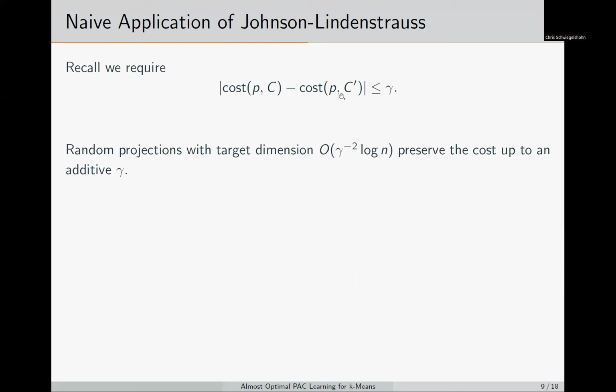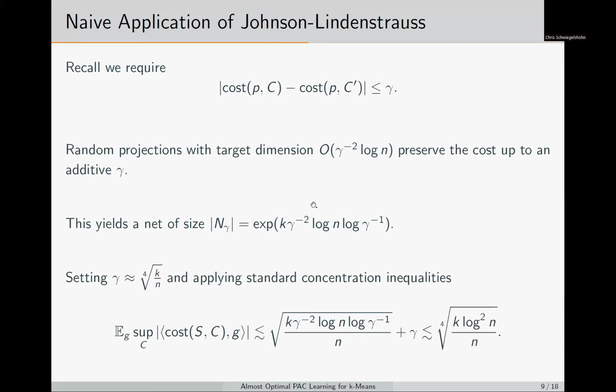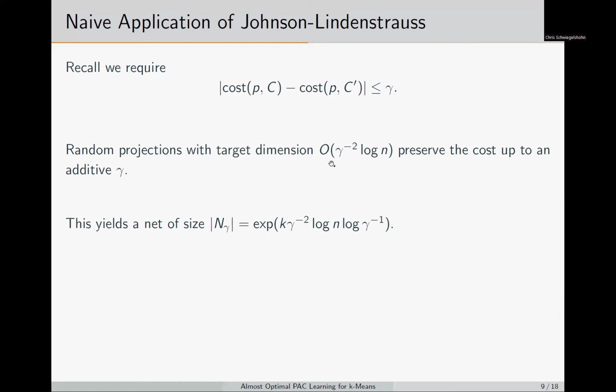Recall we want this guarantee up here, so the k-means cost for any point has to be the same on the candidate solution and the approximating solution. And it turns out that if we apply a form of Johnson-Lindenstrauss transform with a target dimension of gamma to the minus 2 log n, then we preserve this cost up to an additive error of gamma. So replacing D with the new target dimension gamma to the minus 2 log n results in this net size right here.